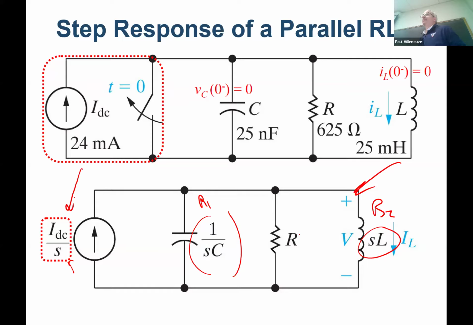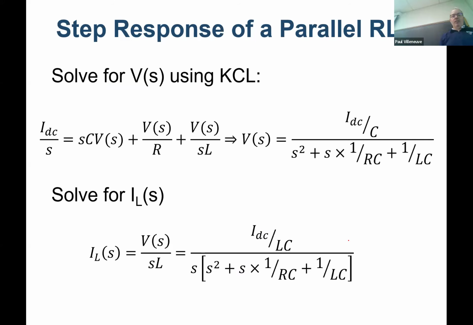I did a nodal analysis, right? I used KCL, and I'm assuming all the currents are going in this direction for the ones that are not known. So the current into the node is going to be equal to the current out of the node. So current into the node is IDC over S. That equals the current out of the node, which is V divided by 1 over SC, and then I just inverted it, plus V over R, plus V divided by SL. And then I did some fancy math to get to here.